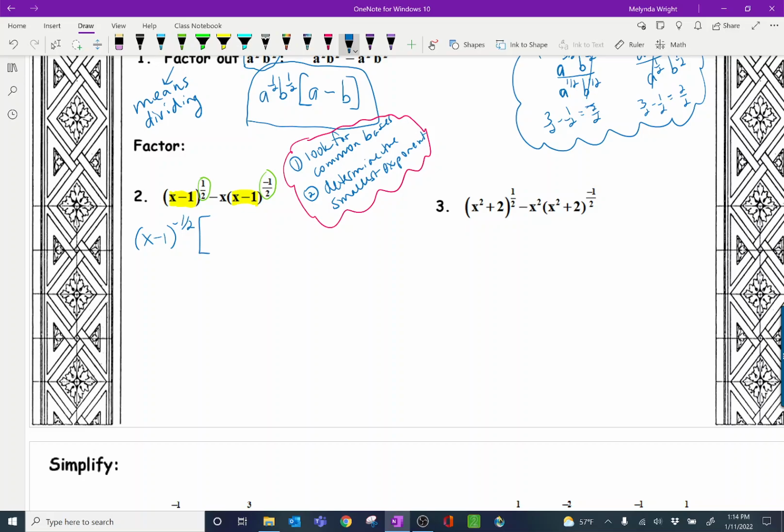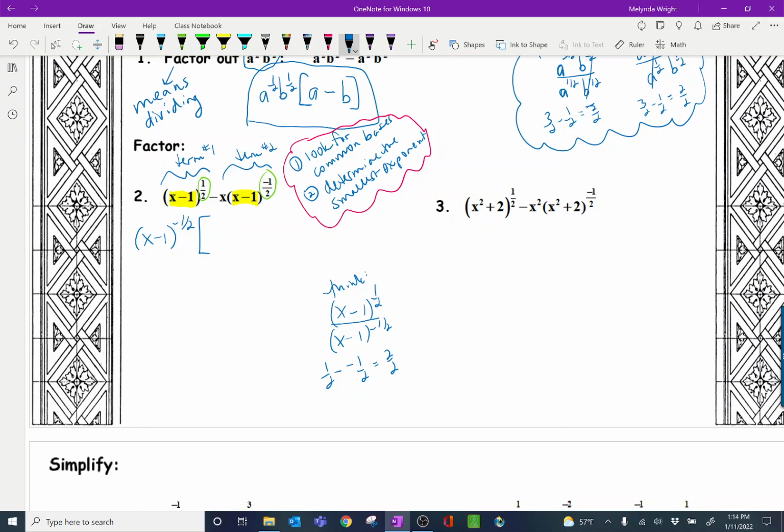Open up our brackets. Okay, so let's do a little thinking box. This is what we would think. I've got x minus 1 to the 1/2, and I want to divide out of it x minus 1 to the negative 1/2. We know when we have common bases and we're dividing, we subtract the exponents. So we'd have 1/2 minus a negative 1/2, which is basically 2/2 or 1. That's interesting. So when we divide the x minus 1 to the negative 1/2 out of the first term, this is term number 1. This is the first term, and this is my second term.